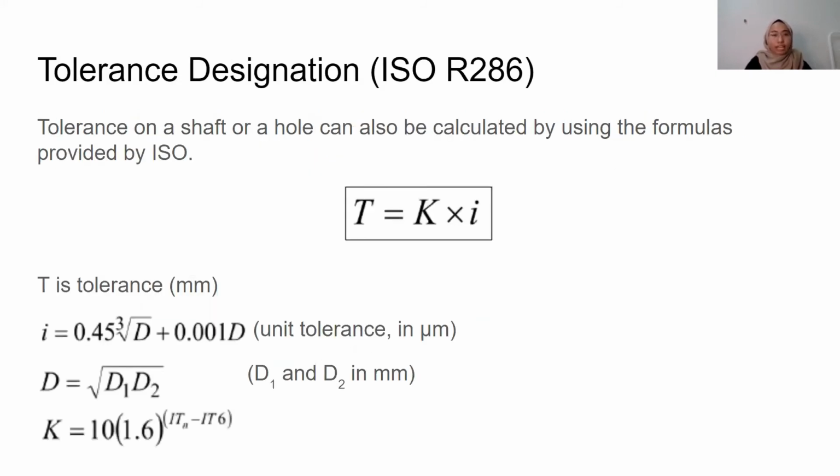Next slide. So tolerance can also be calculated using the formula provided by ISO, which is T equals K times I. T is the tolerance in millimeter. I is 0.45 times the cube root of D plus 0.001 D, where D is the diameter and the unit tolerance I is in micrometer. D is the square root of D1 times D2, where D1 and D2 are in millimeter, and K is 10 times 1.6 to the power of ITN minus IT6.